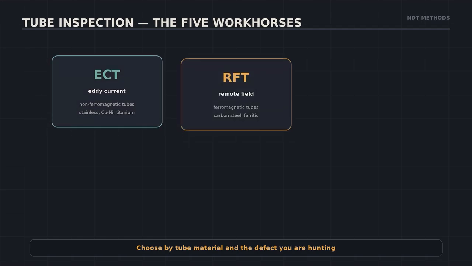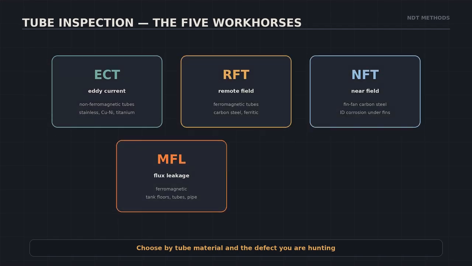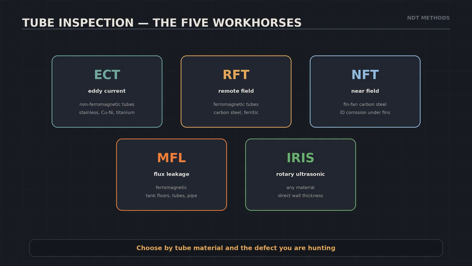That's where tube inspection comes in. 5 techniques dominate: ECT for non-ferromagnetic tubes, RFT for carbon steel, NFT, the fin fan specialist, MFL for floors and tubes, and IRIS, rotating ultrasonic, for direct thickness measurement. You choose by material, and by the defect you are hunting.